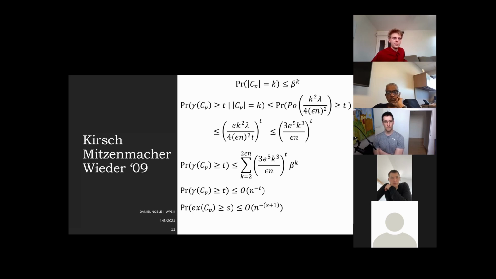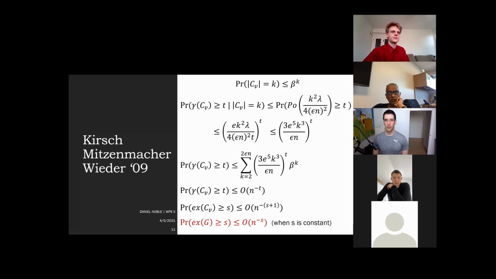And based on what we know about the relationship between the cyclotomic number and the excess, for any s greater than or equal to 1, the probability that the excess of a component is greater than or equal to s is order n to the negative s plus 1. And there are a number of things that have to be shown that I'm skipping over in order to go from this to bounding the excess of the graph.